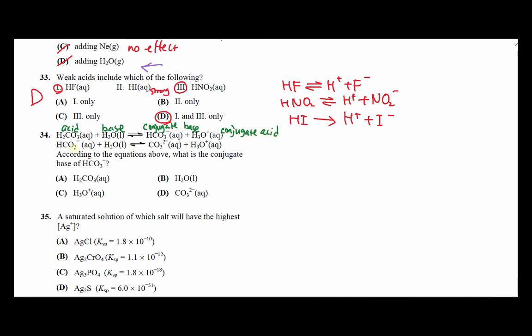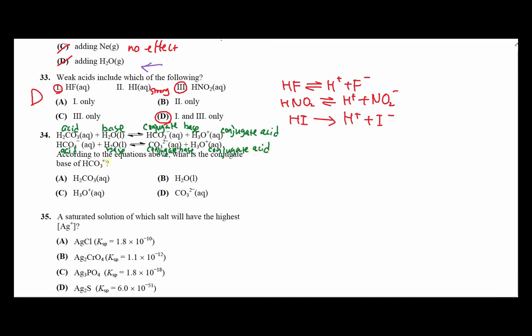On our second equation, the water acts as, again, the base, because it wants to receive the hydrogen ion from our bicarbonate ion, and the bicarbonate ion wants to donate the hydrogen ion to water. So now we have conjugate base and conjugate acid.